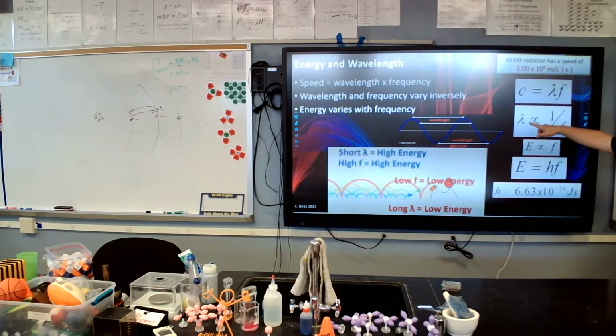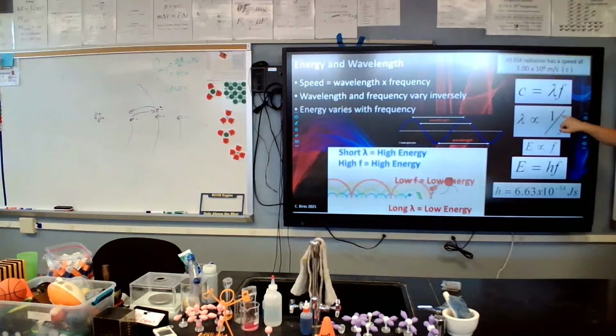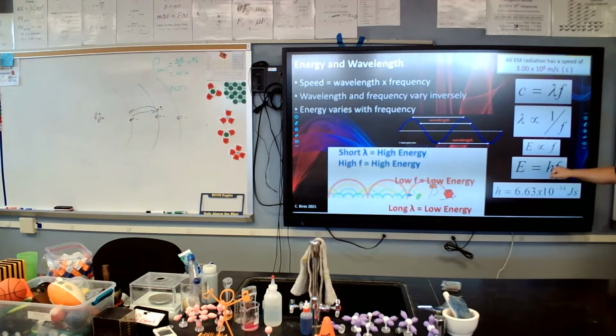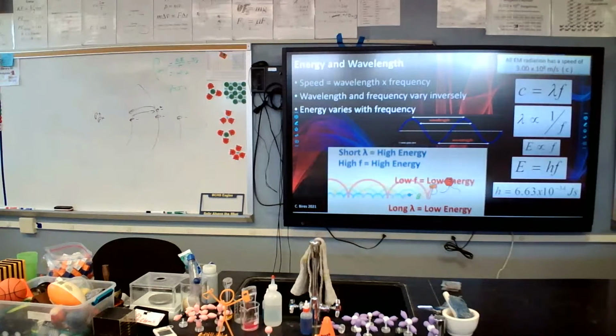So wavelength is proportional to 1 over frequency. In other words, higher frequency, lower wavelength. Proportionality means there's a constant right here. Energy is proportional to, or varies with, frequency. Energy is Planck's constant times frequency, and Planck's constant is 6.63 times 10 to the negative 34 joule seconds.